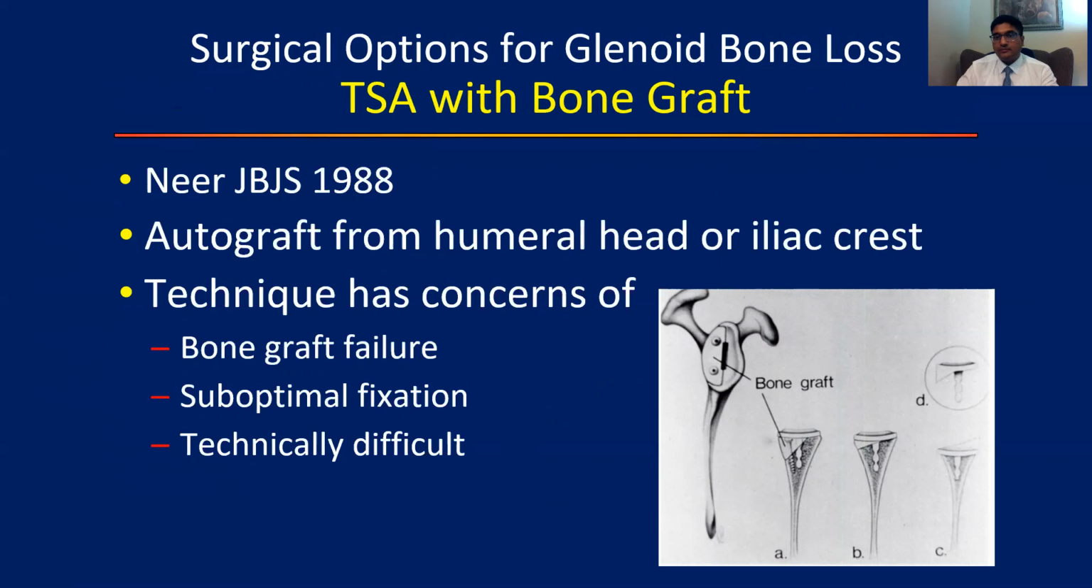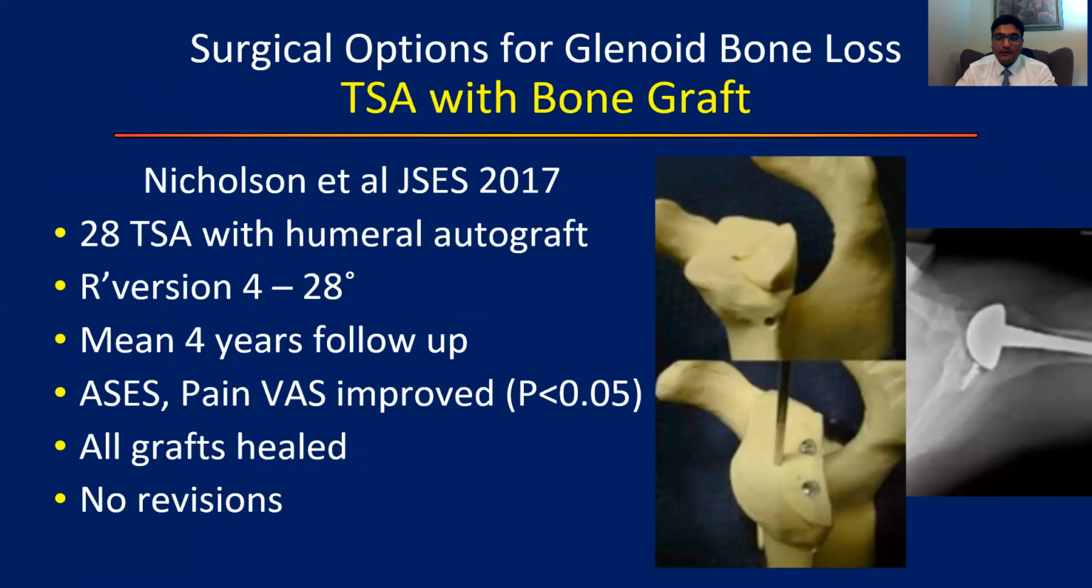Moving on to total shoulder arthroplasty using bone graft, which was proposed by Neer in 1988. Today we use autobone graft from the humeral head or iliac crest. This technique has particular concerns of bone graft failure, suboptimal fixation, and it's technically difficult to do. So let's see what the clinical studies say about this.